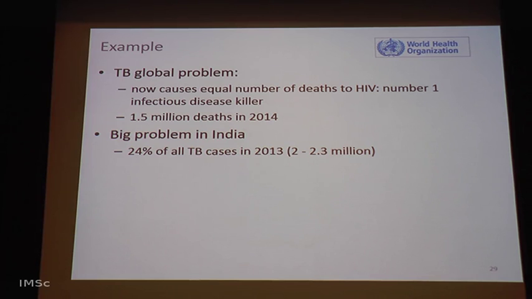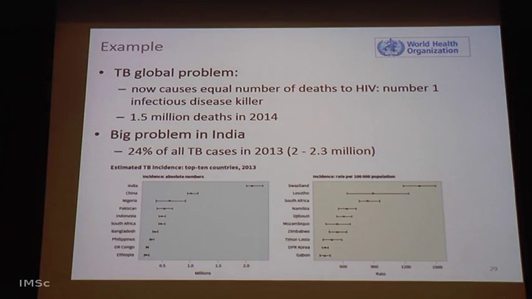So that sounds pretty terrifying and a very worrying statistic, but actually, interestingly, if you look at incidence in terms of absolute numbers, then India is way out there. But if you look at incidence in terms of rate per 100,000, then India drops off the top 10 countries. So it's one of those interesting things about how do you report the stats.